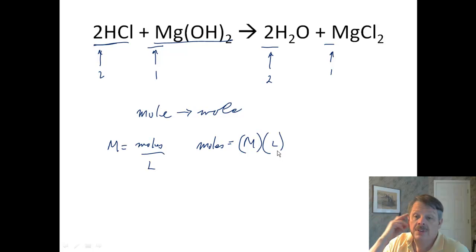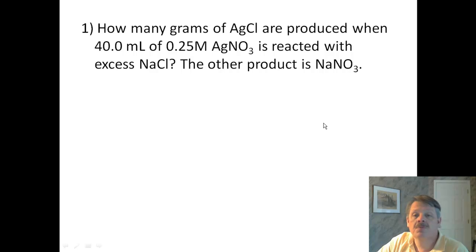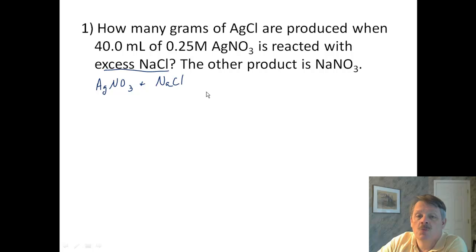Given that information, sometimes we'll have to do that first and then do some stoichiometry, or sometimes we'll have to do the stoichiometry first and then do the conversions next. Okay, so let's look at some problems. How many grams of silver chloride are produced when 40 milliliters of silver nitrate is reacted with sodium chloride? So let's create a balanced chemical equation. We have silver nitrate, and we're reacting with sodium chloride, and notice it says excess NaCl, so I have more than I need, so I don't have to worry about that being a limiting reactant.